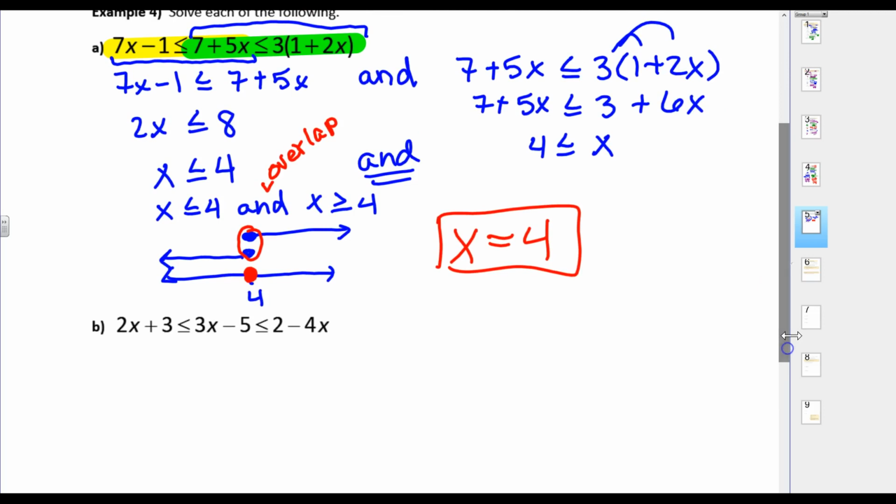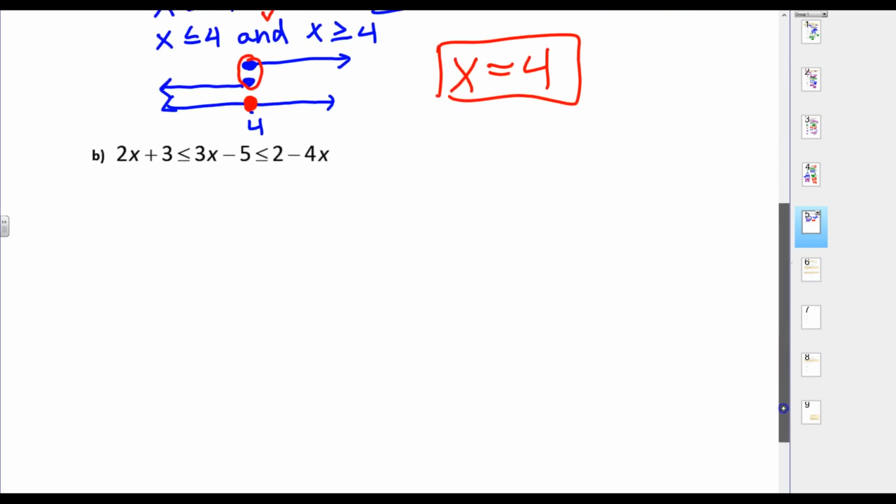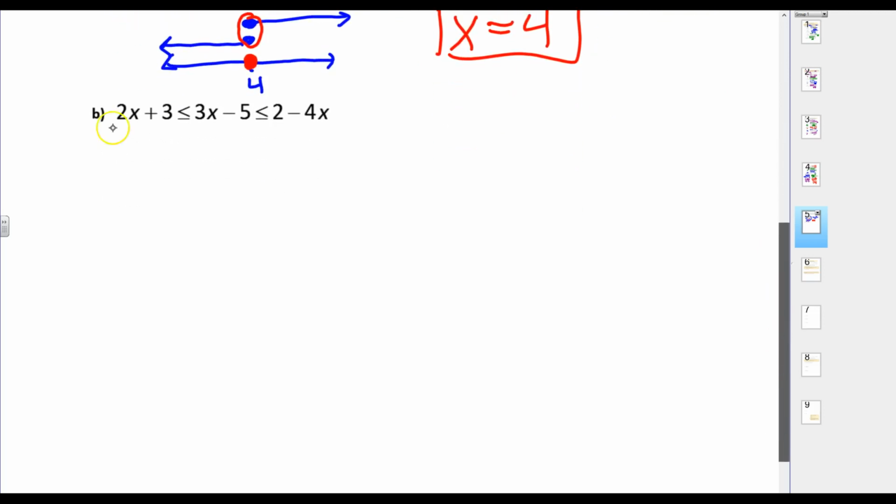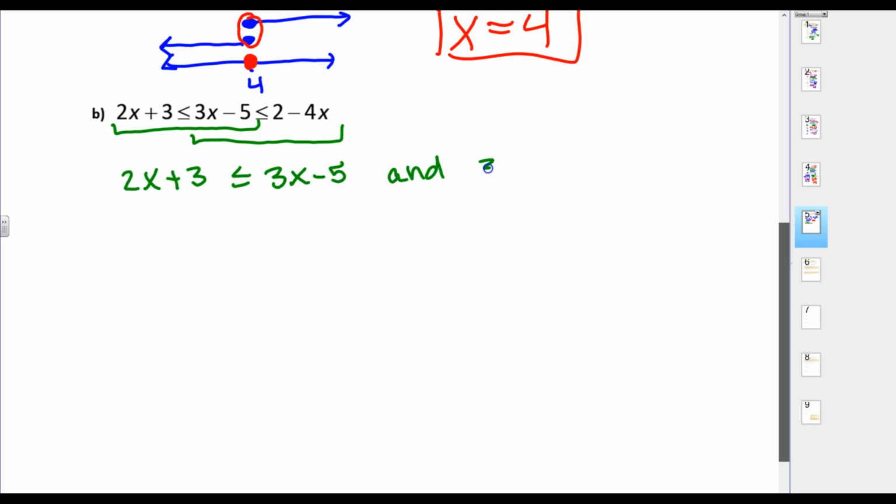So let's look at another one of these. Again, I'm going to split this into 2 pieces. I'm going to take my first 2, and I'm going to take my last 2, and they're going to be joined by the term and. So I have 2x plus 3 is less than or equal to 3x minus 5, and 3x minus 5 is less than or equal to 2 minus 4x. So let's go ahead and solve these.